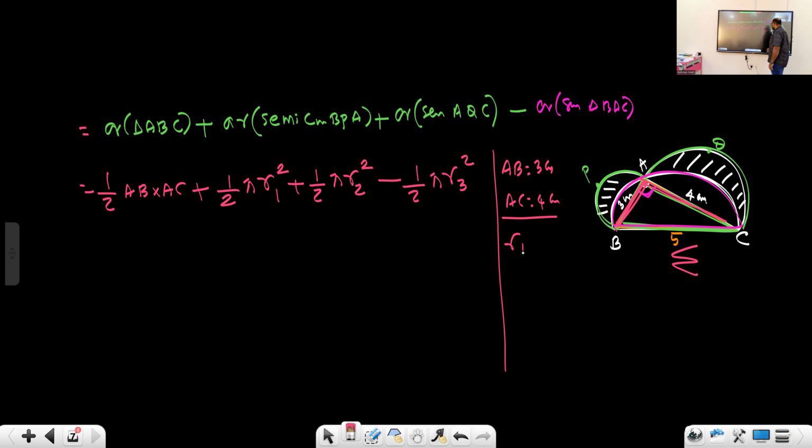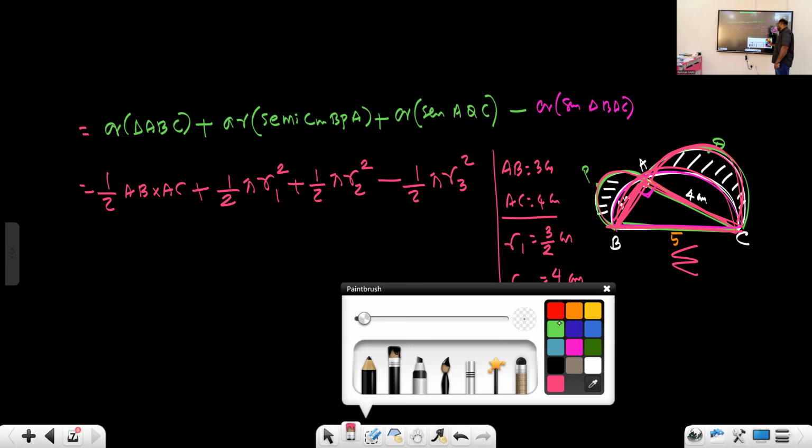What is R1? Radius of this semicircle. We have diameter 3, so what is the radius? Don't simplify it, let it be like that only. Next, R2 is the radius of this semicircle. The diameter is 4, so the radius is 4 by 2. Don't simplify. I'll tell you what the advantage is. Next, this semicircle radius, R3, is 5 by 2. Actually 4 by 2 you can divide, but why I'm telling you not to divide, you will understand soon. This much everyone understood? Anybody have a problem?